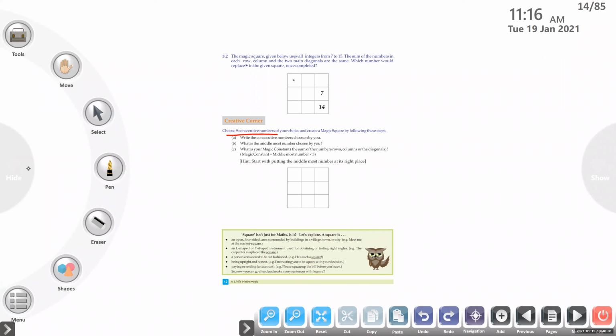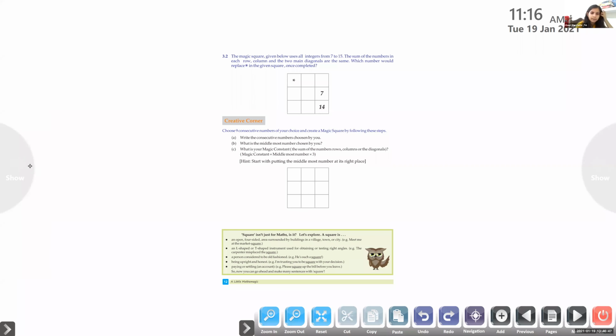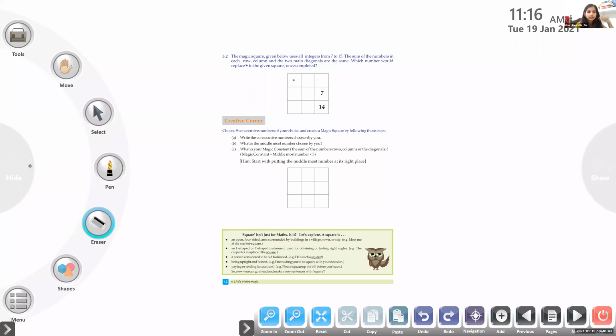Ma'am, can you hear us? Yes. Ma'am, Anand is asking, is this how we play Sudoku? No, Sudoku is different. Sudoku is number wise, a pattern, not playing with sums. Sudoku is a different pattern.